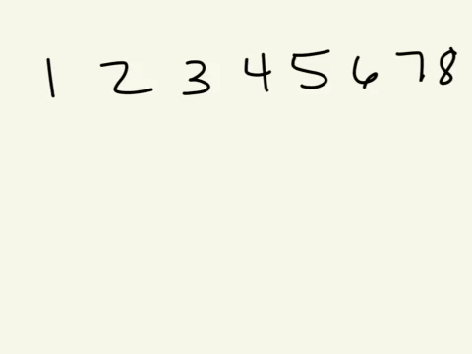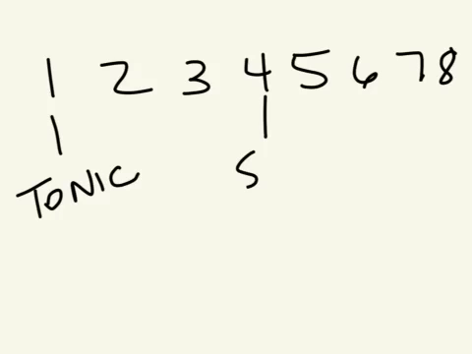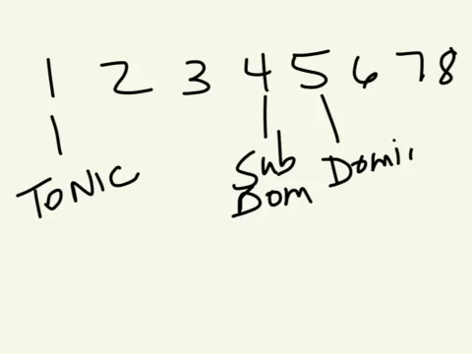Okay? So if I just wrote the degrees of the scale, 6, 7, 8. This is tonic. This is subdominant. And this is dominant. So those are the most important triads in your scale. So if I'm in a certain key, those are the triads that are very often used. There's tonic.